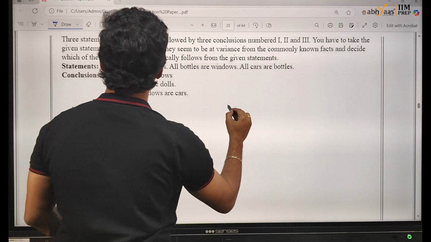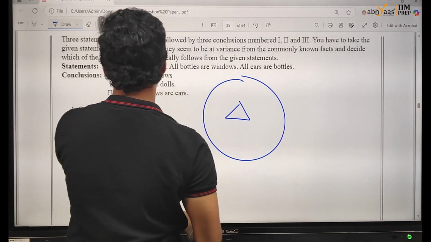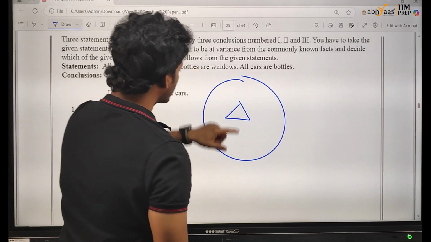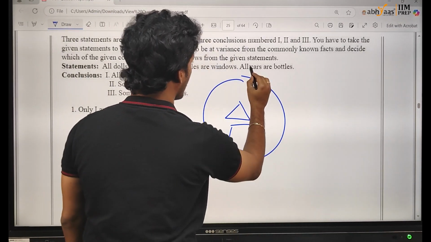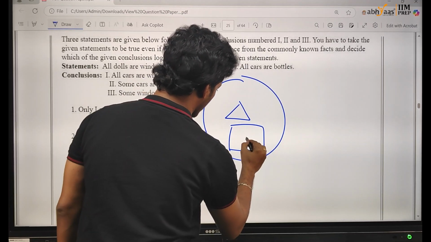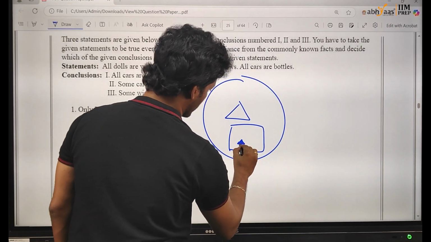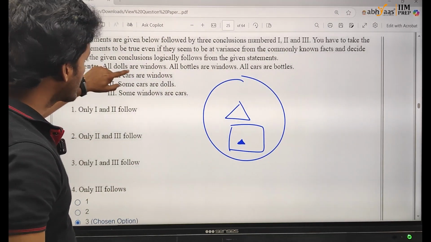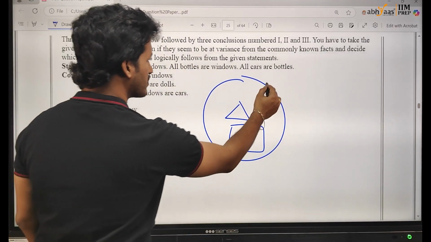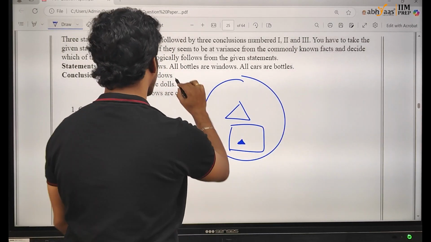Let me draw it again. All dolls are windows. Okay, the bigger circle represents windows. All bottles are windows. Square represents bottles. All cars are bottles. So cars will be represented as a darker triangle, which is inside the bottles, because all cars are bottles. Now conclusions: all cars are windows. Can I say that? Yes. Darker triangle is inside the circle. Yes, in every case it is true.